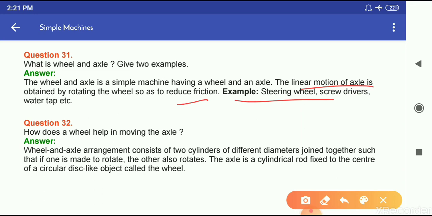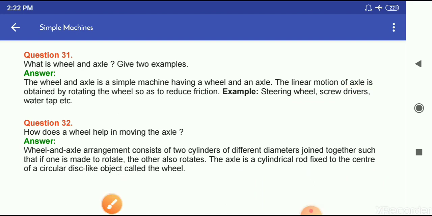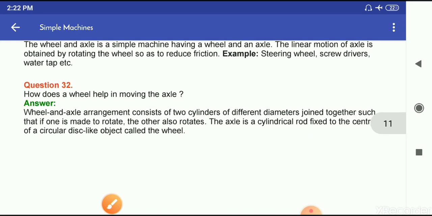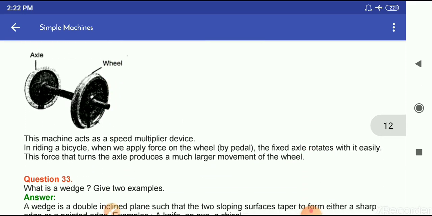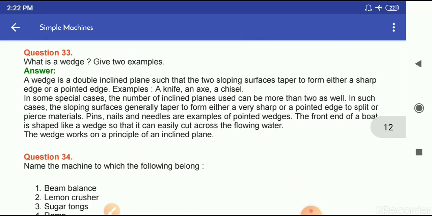Question number 32. How does a wheel help in moving the axle? A wheel and axle arrangement consists of two cylinders of different diameters joined together such that if one is made to rotate, the other also rotates. The axle is a cylindrical rod fixed to the center of a circular disc-like object called the wheel. Okay, so this is answer number 32. How does a wheel help in moving the axle?